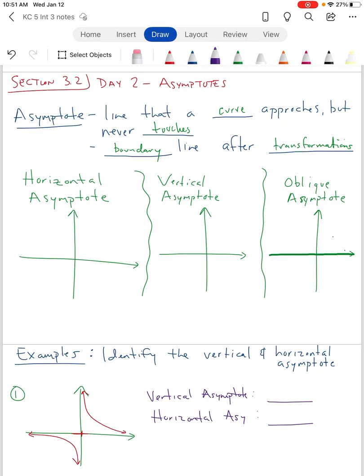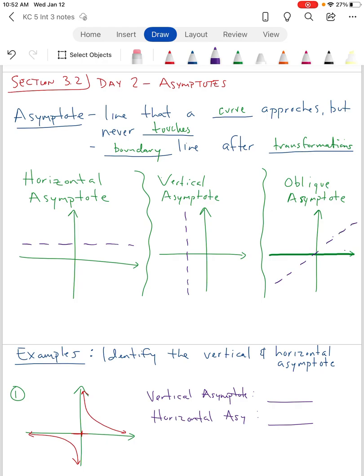Okay, so there are three types of asymptotes. There's a horizontal asymptote, which again, like what it sounds like, is a horizontal line that becomes your boundary line. A vertical asymptote is a vertical line that becomes your boundary line. And then your oblique asymptote is kind of like a diagonal line.